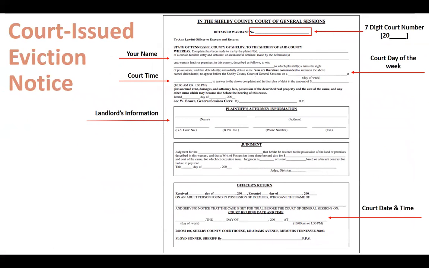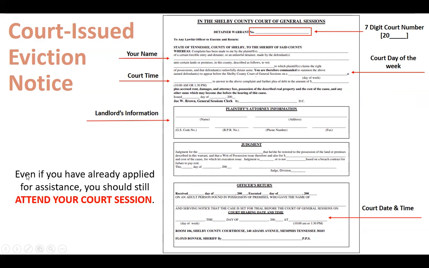Next, here's an example of a court-issued eviction notice. Now at the top here, you should see that this is where your court number will be. It's a 7-digit number and it starts with 20. On this page, you should see your name, your court time, your landlord's information, the day of the week that you have to attend court, and your court date and time in this section at the bottom as well.